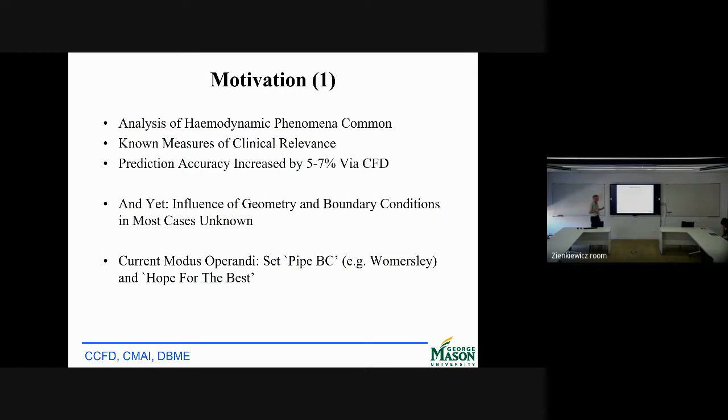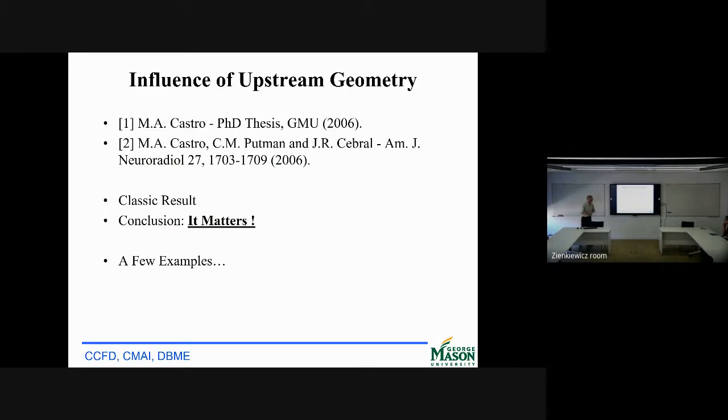Okay, so this has been work of 20 years. Current modus operandi is we set some kind of pipe boundary condition, maybe a Windkessel boundary condition at the exit, and pray for the best. Okay, so is it important? Well, yes, actually it does matter. We had a PhD thesis and a couple of publications 16 years ago, okay? And it is a result that matters, okay?